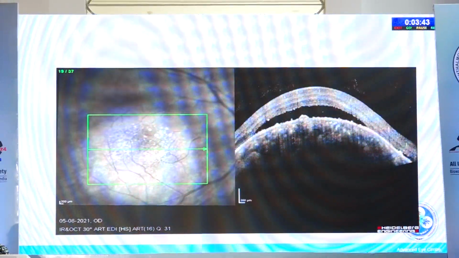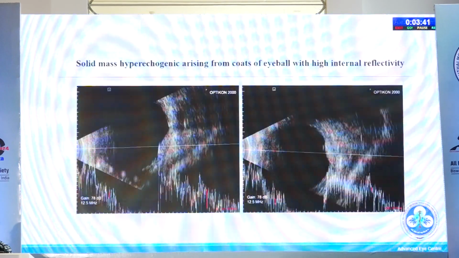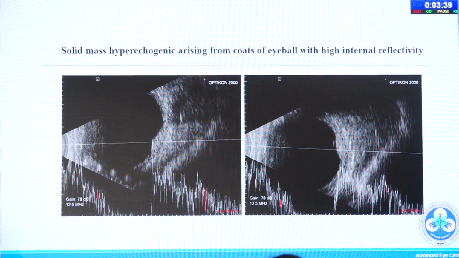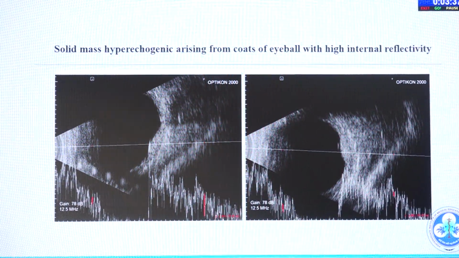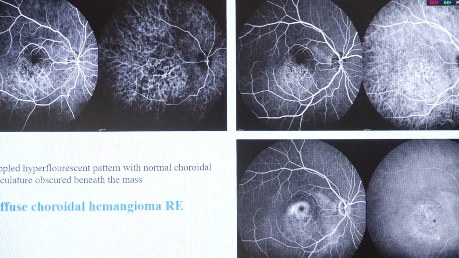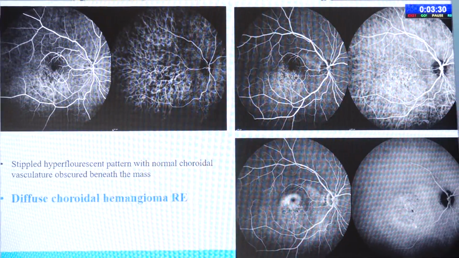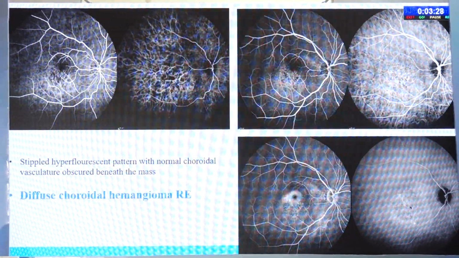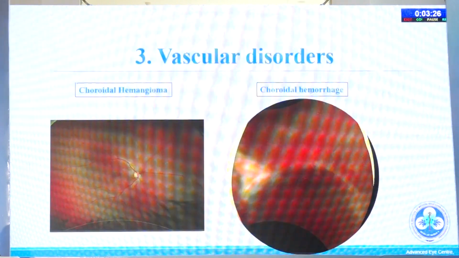And again, we tried to do multiple scans on the Heidelberg. The ultrasound showed a solid hyperechogenic mass arising from the coats of the eye with high internal reflectivity. And combined fluorescein and ICG angiogram confirmed the presence of diffuse choroidal hemangioma in the right eye.